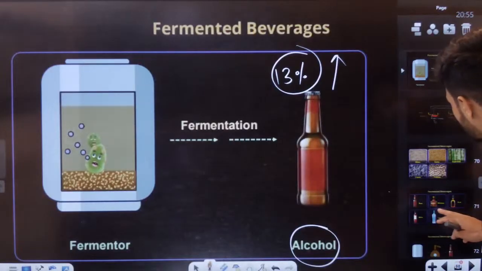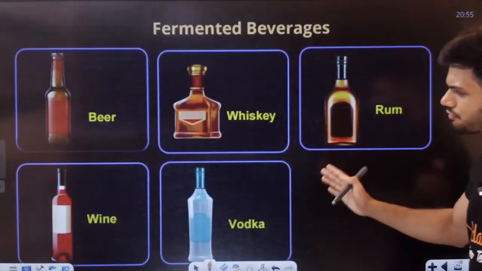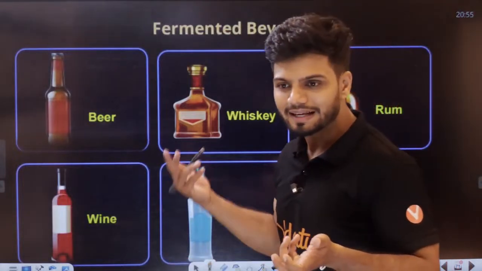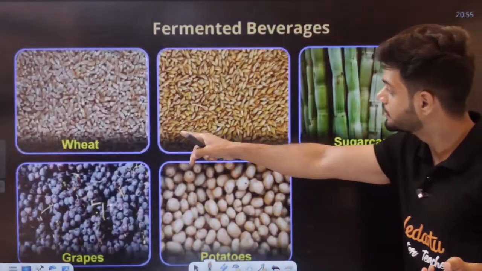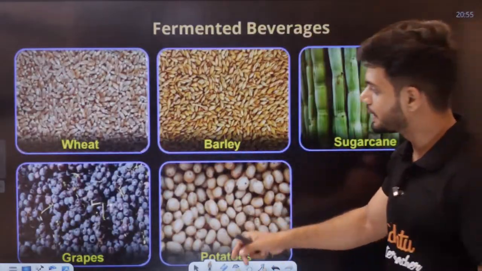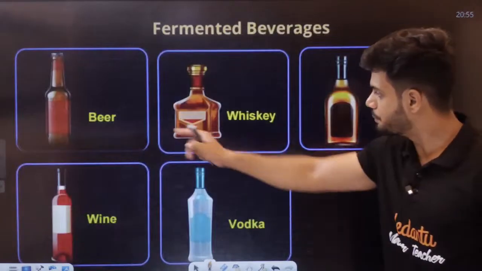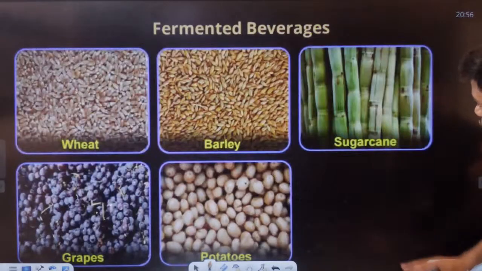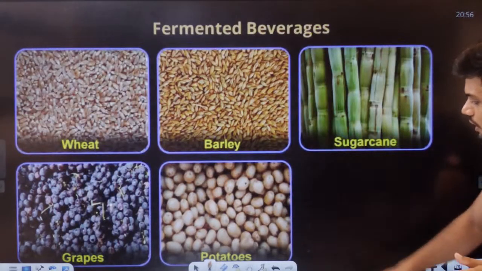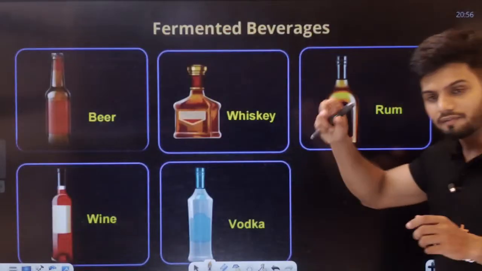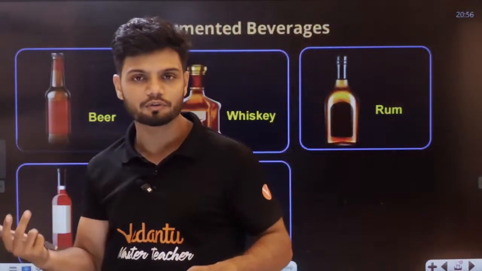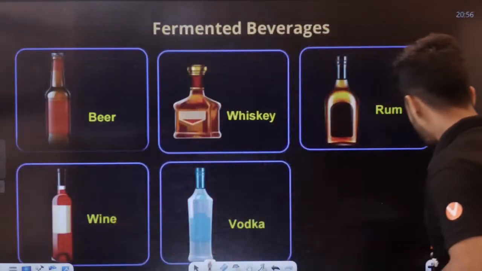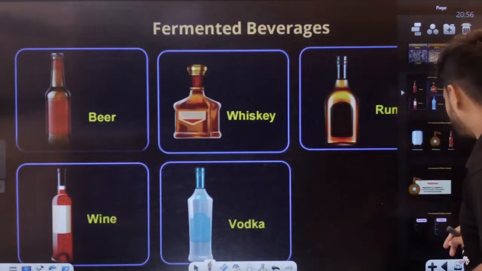Now, students, how do we have so many varieties of alcohol? What is the reason behind varieties of alcohol, students? The main reason for variety of alcohol is the different types of ingredients used. Let's say wheat is used in the beer. We use barley in the case of whiskey. Rum is generally made from sugarcane. Grapes, wine. Vodka, potato. So every single alcohol has a different main ingredient, that is carbohydrate source. Depending upon the carbohydrate source, there are multiple varieties, students.